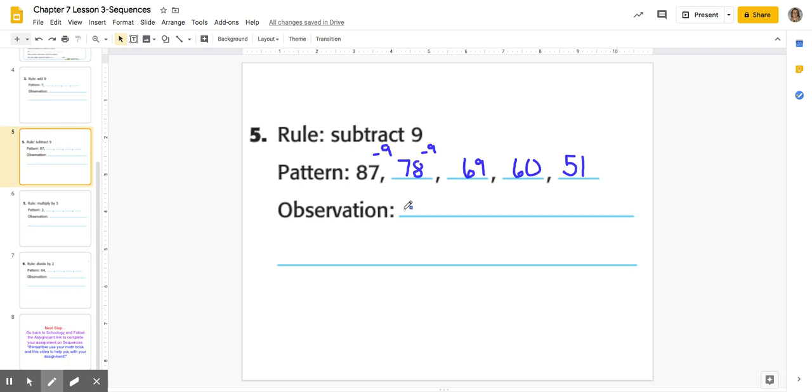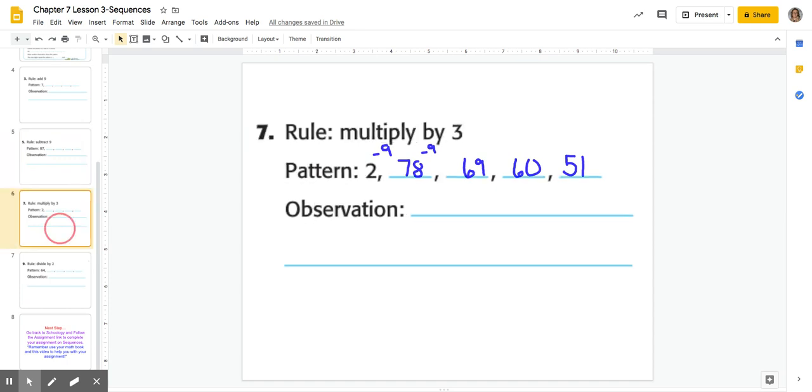And I want you to make an observation. Only have to make one. Is the pattern increasing or getting bigger, or decreasing and getting smaller? Are they all odd? Are they all even? You decide and fill in an observation. Pause the video while you write in your observation. All right. You should have your observation written down. Let's look at number 7.